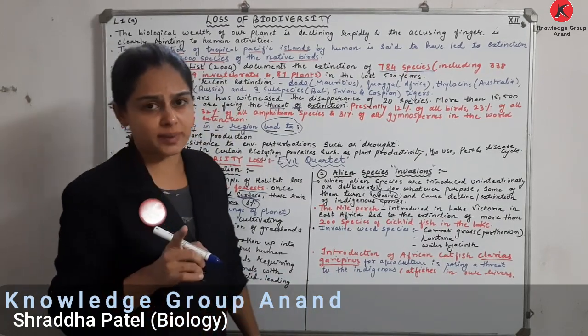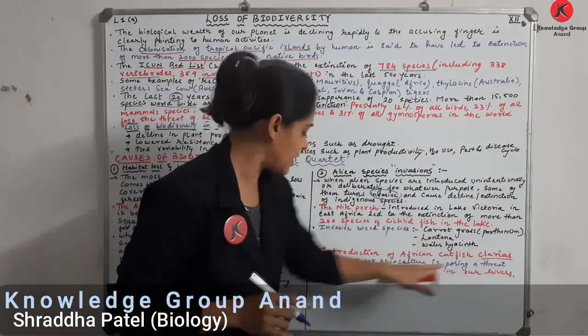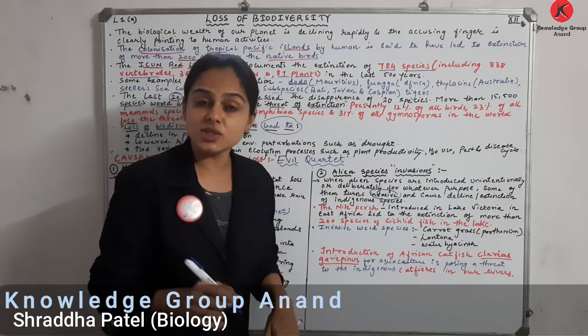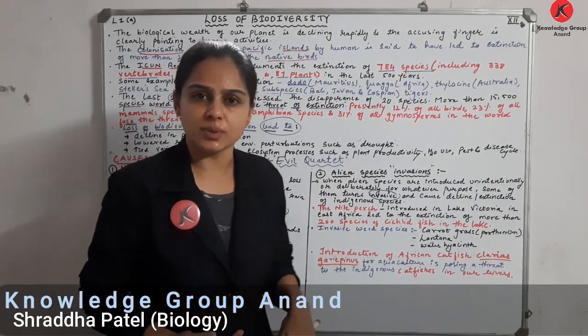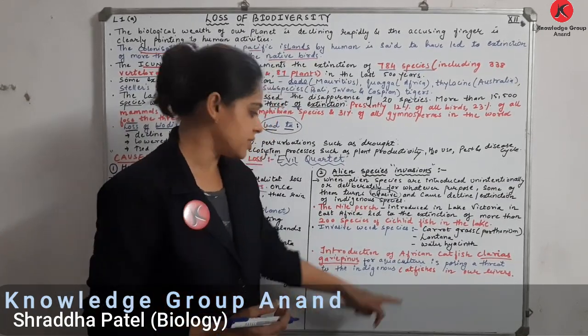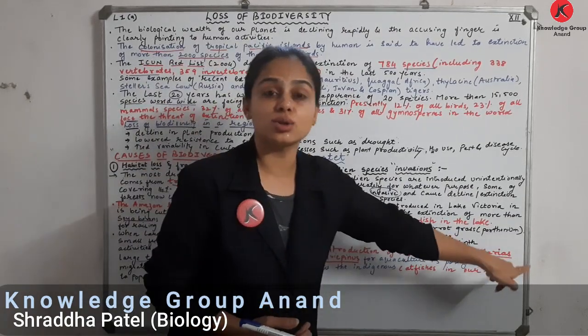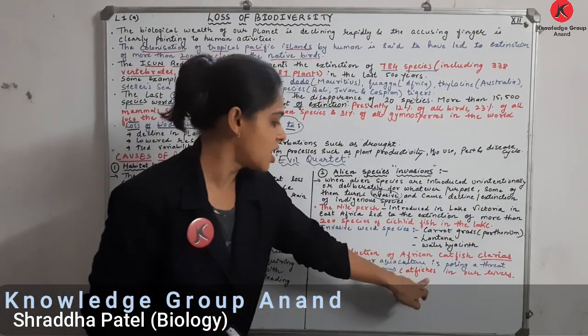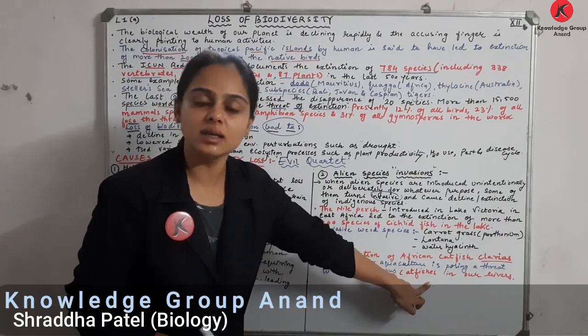Example you people have to memorize. Okay, which catfish is this? Clarias gariepinus. This we have introduced for aquaculture purpose, and this is posing a threat to indigenous catfishes present in the river.